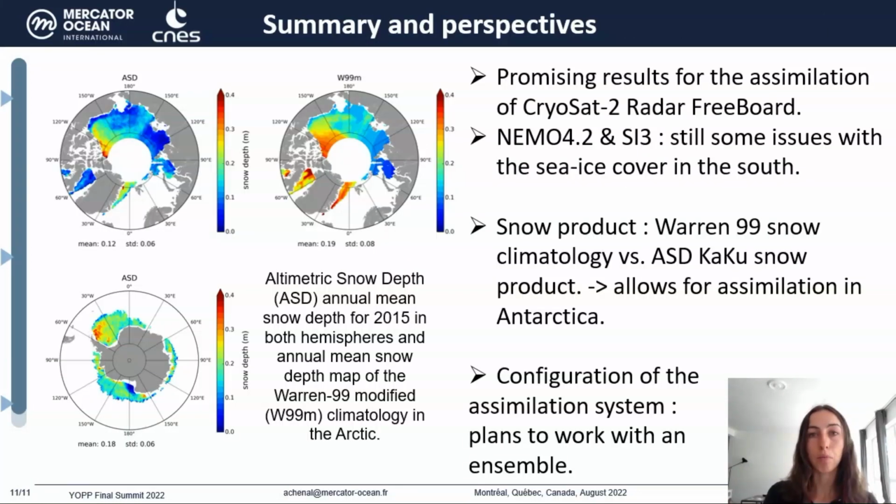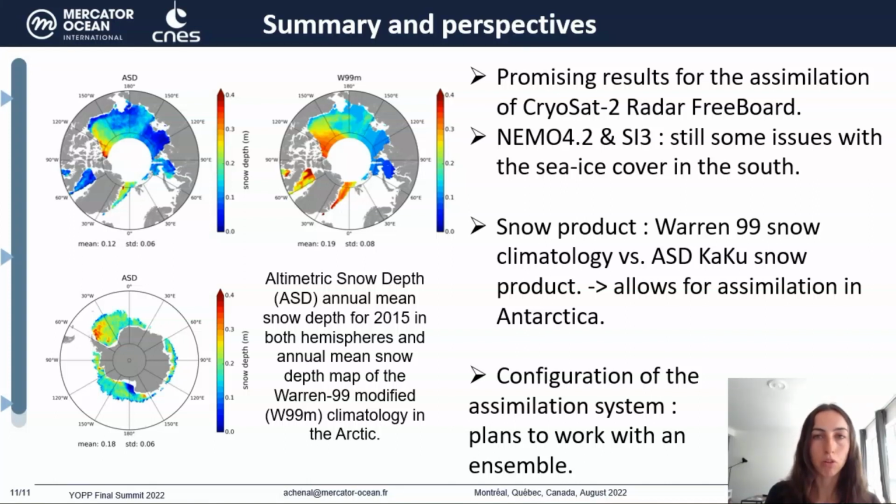To summarize, we have some promising results with the assimilation of CryoSat-2 radar freeboard experiments. It corrects a lot of the sea ice volume biases with the NEMO 3.6 and In-situ model configuration. Then the new configuration, NEMO 4.2 and SI3, produces a sea ice cover in good agreement with the different observations in the Arctic, but it still has some issues with the sea ice cover in Antarctica. We are still working to correct it thanks to parameter tuning.